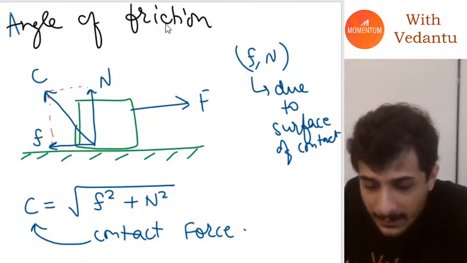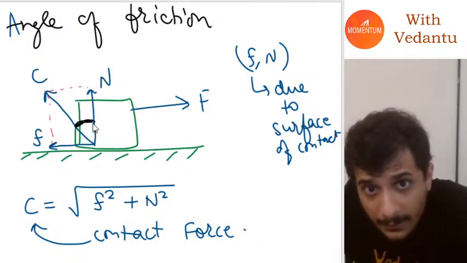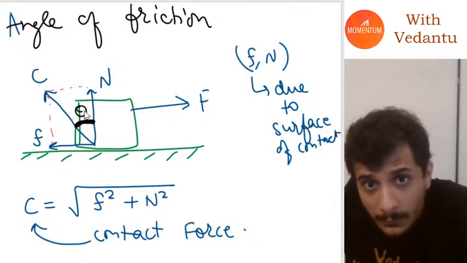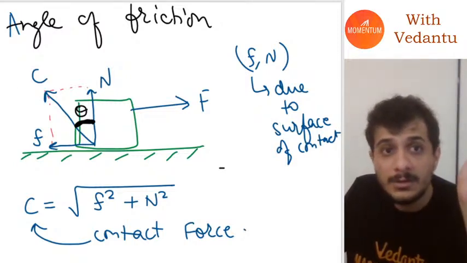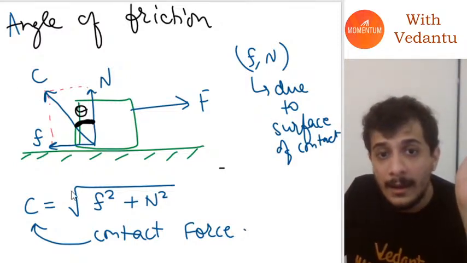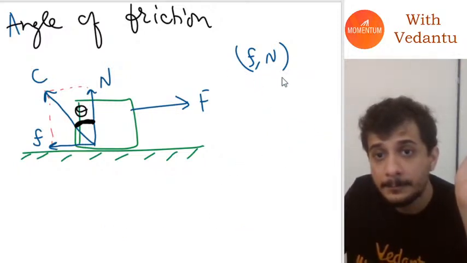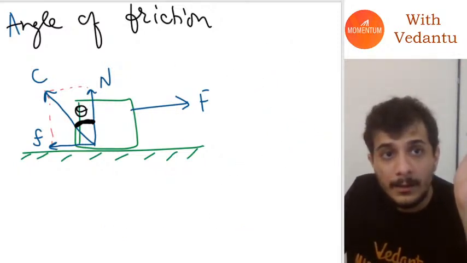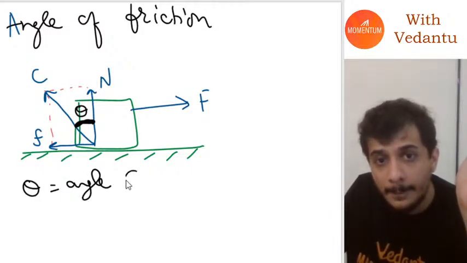What exactly is angle of friction, guys? This angle made by the contact force with the vertical is called angle of friction. Theta is called angle of friction.